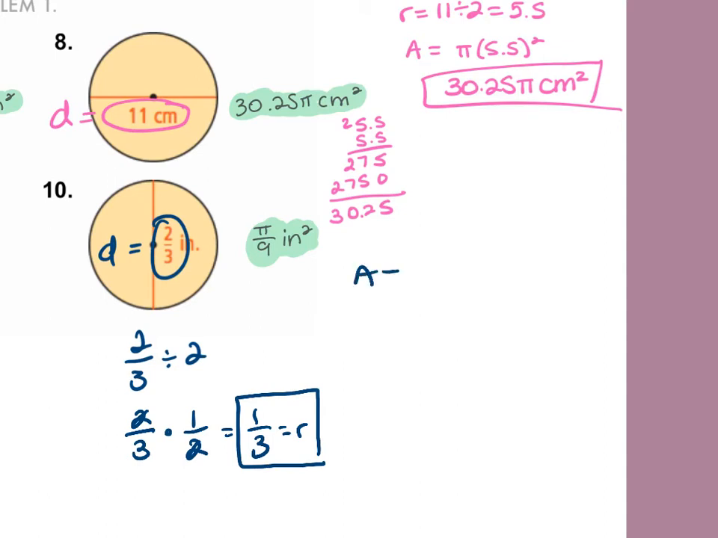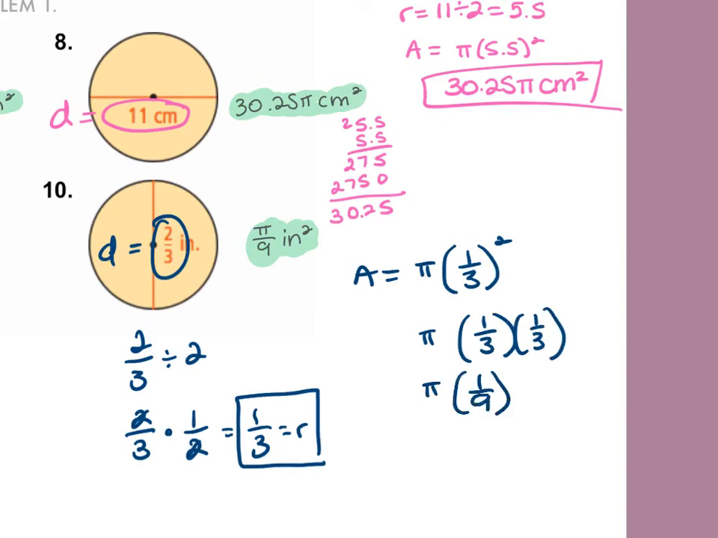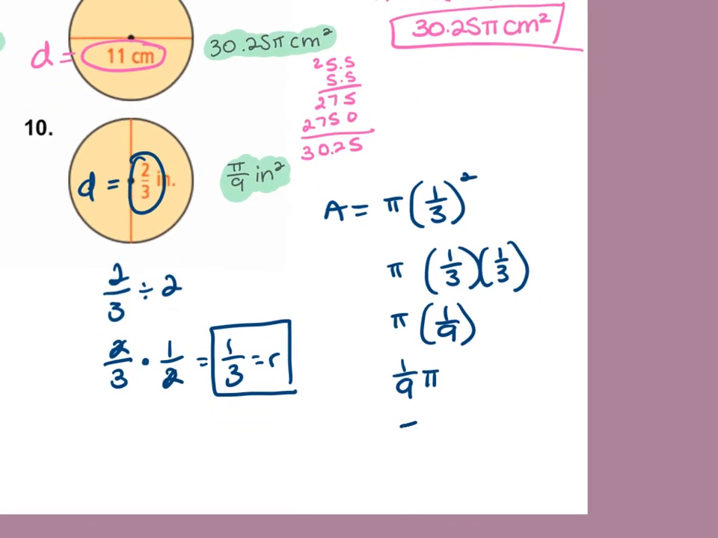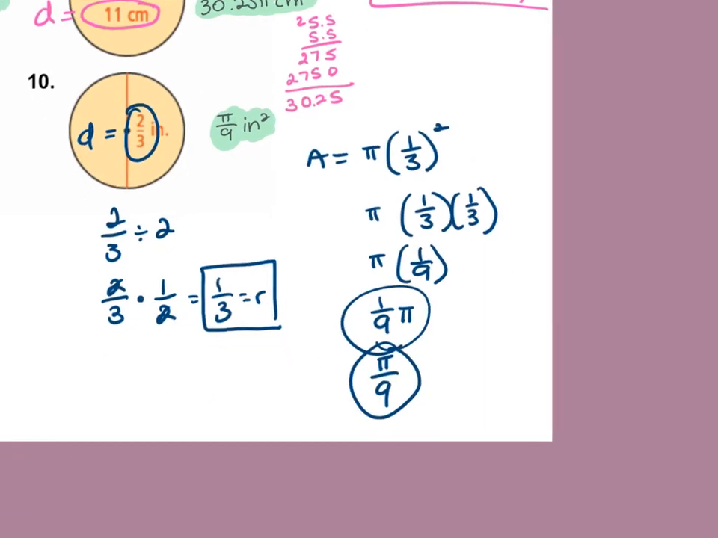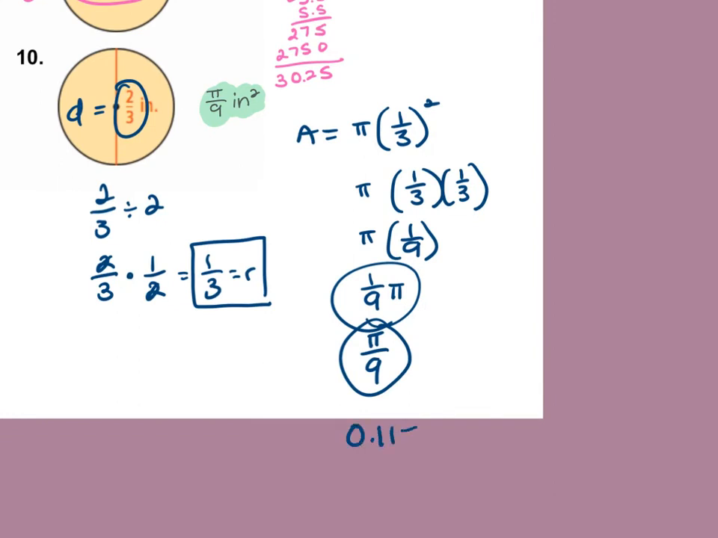Then the area would be pi r squared. 1/3 times 1/3 is 1/9. So this becomes 1/9 pi, or pi over 9. So I would have taken the answer either way. Either of these would have worked. And if you had done 1 divided by 9, it would have been 0.11 pi. I actually would have taken that too.